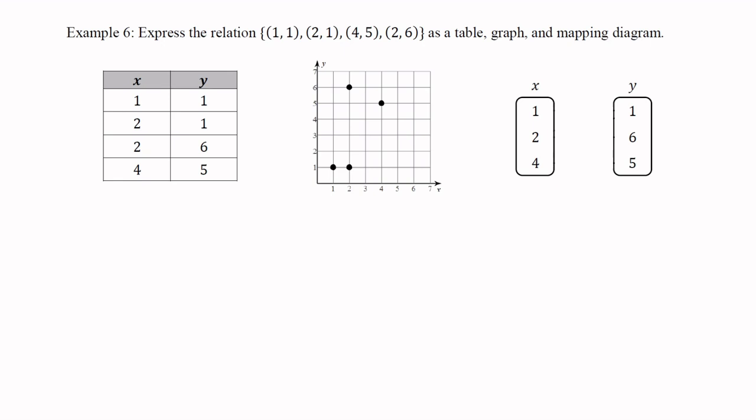Then we're going to draw our arrows. So we've got (1, 1), so we're going to draw an arrow from 1 to 1. We have (2, 1), so we're going to draw an arrow from 2 to 1. We've got (2, 6), so we're going to draw an arrow from 2 to 6. And then we have (4, 5), so we draw an arrow from 4 to 5.